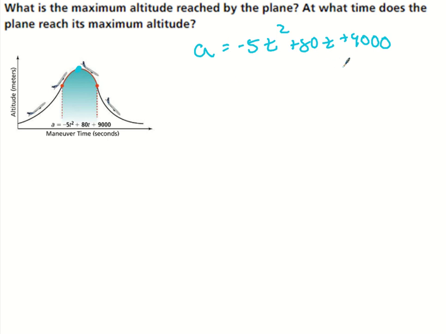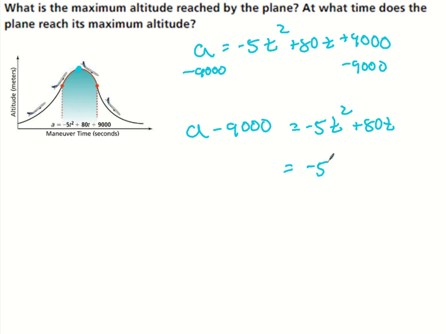So let's complete the square. I'm going to subtract 9,000 from both sides. That gives me a minus 9,000 equals -5t squared plus 80t. So from here, what I can do is factor out a -5. If I factor out a -5, that's going to leave me with t squared minus 16t. And the reason why I did that is because I don't like having that a value there, so I'm going to factor it out, and this is already starting to look like vertex form.